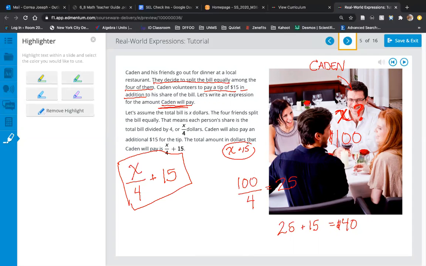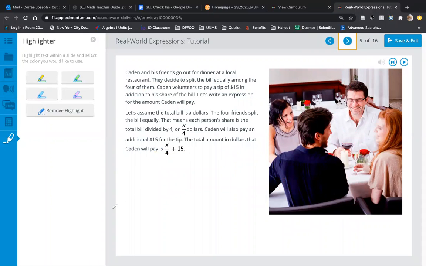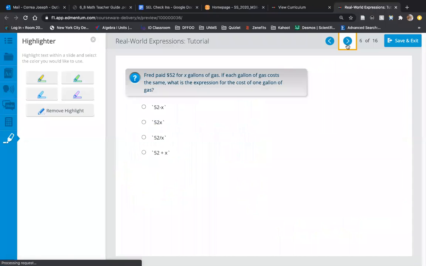So altogether, this here is how much everybody is paying. This here is how much just Caden is gonna pay. So we need to be really careful when we're writing these expressions to make sure that we're answering the question. So it's always good practice to go back and see, okay, let's write an expression for the amount Caden will pay. Okay, so does this represent how much he's gonna pay? Yes, right? So pretty much always look at the very last sentence of a question to make sure that you correctly answered the question and that you didn't answer a different question, because that is a very common mistake. Okay, so now we've got an example here, so we can try to do it ourselves.